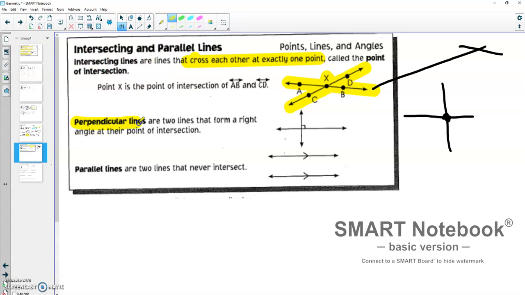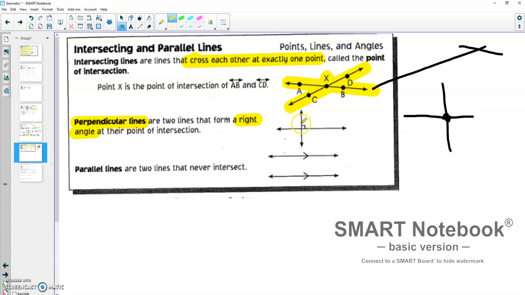Alright, now there's a particular type of intersecting line. It's called perpendicular. And that's when two lines form a right angle at the point of their intersection. This part's important: right angle. Right angle means 90 degrees, like a perfect T. Or, as we've worked before, a coordinate plane where it's x-axis, y-axis, straight up and down, straight left and right.